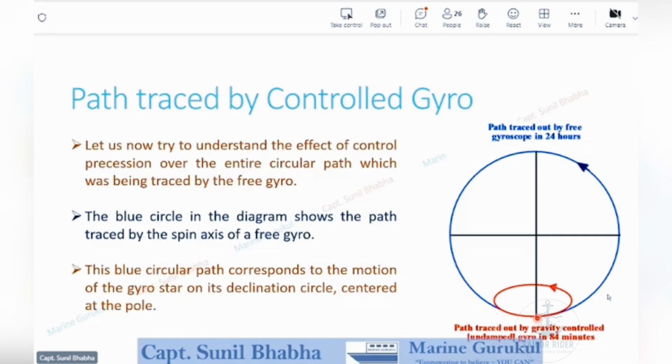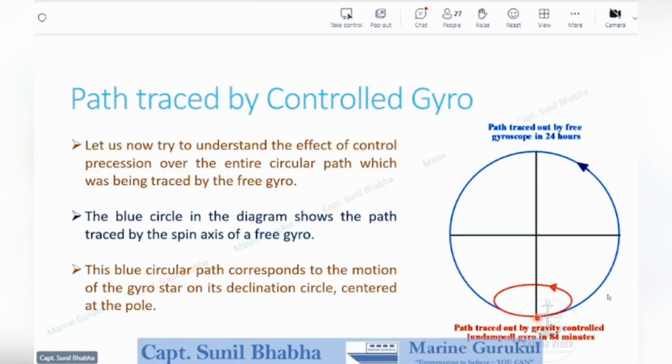It was only under the effect of two forces. These were tilting and drifting. Tilting was caused because of the change in altitude of the gyro star. Drifting was caused because of the change in azimuth of the gyro star. Now we have introduced a third force in the picture, and that third force is the control precession using a top heavy arrangement or a bottom heavy arrangement.